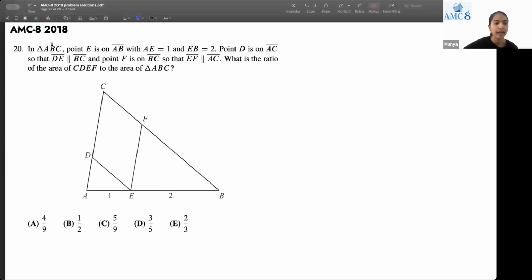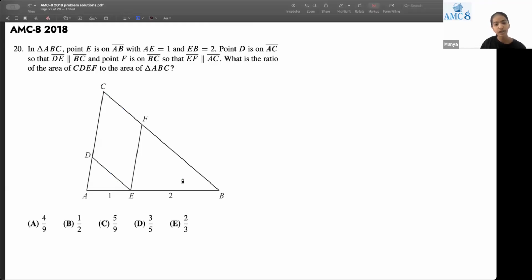Problem number 20. In triangle ABC, point E is on side AB with EA equal to 1 and EB equal to 2. Point D is on AC so that DE is parallel to BC. So DE is parallel to BC. And point F is on BC so that EF is parallel to AC. What is the ratio of the area of CDEF to the area of triangle ABC?